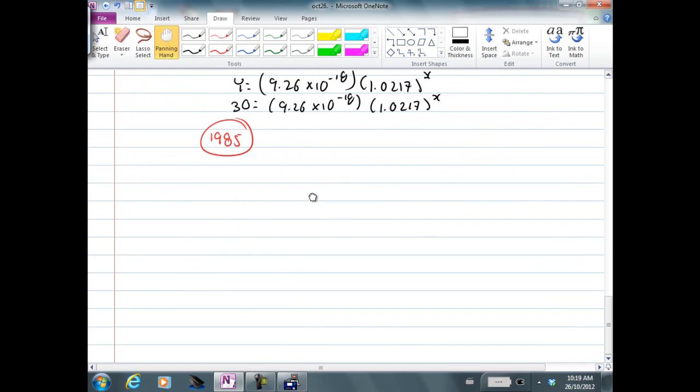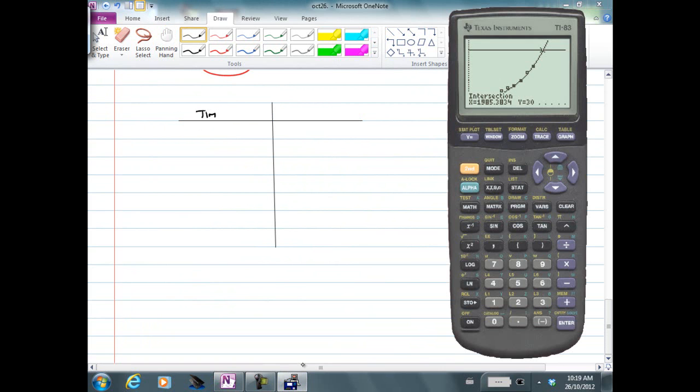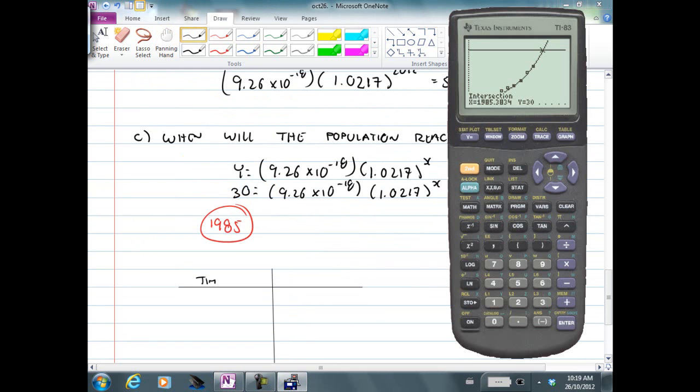I want you to graph this and answer a few questions. Why did I multiply 9.26 by 10? Oh, because when I do the exponential regression, watch what happens. I go stat, calculate, go to exponential regression. I hit enter. Notice it says 9.26 E to the power negative 10. E means times 10 to the power negative 10.